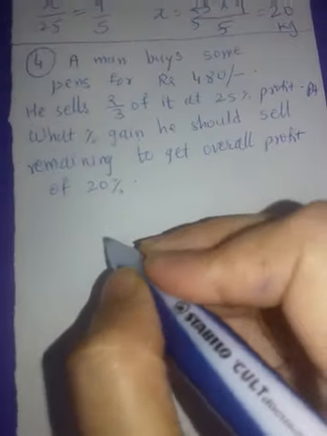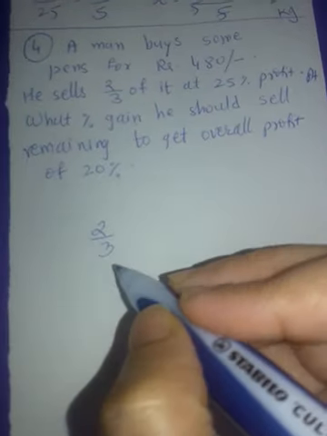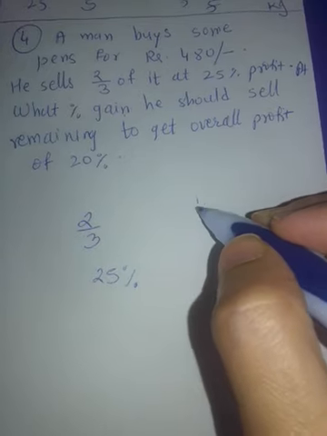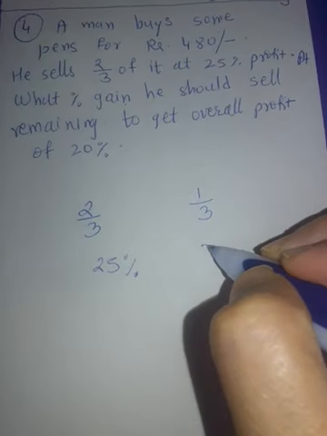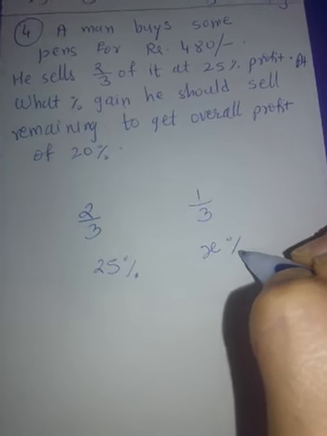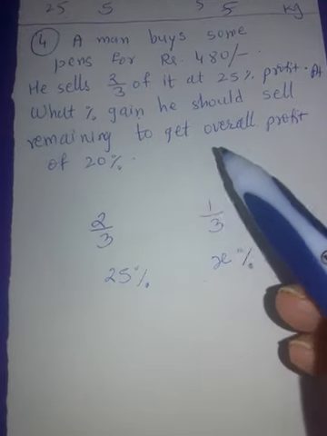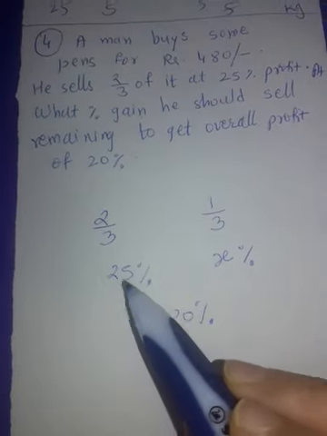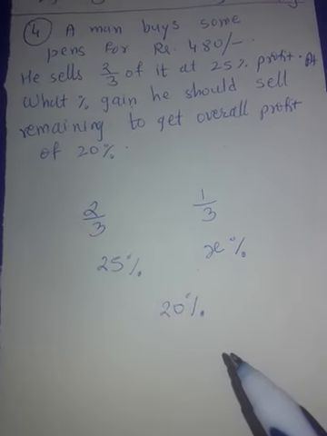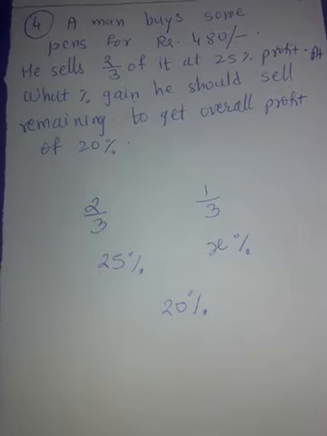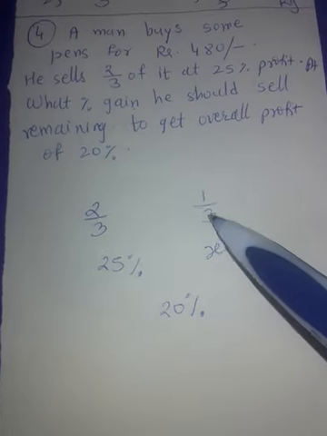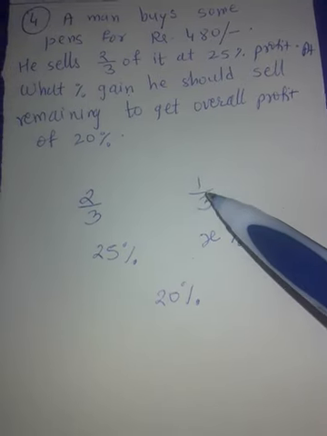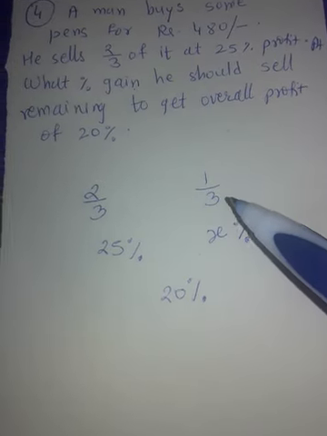Look here. 2/3 he is selling at 25% profit. 1/3 that is remaining, we don't know at what profit he is selling, so X%. And the mean profit overall is going to be 20%. Percent profit, percent profit, percent profit. So units meaning everything is same. These are the quantities. 2/3 at 25% profit. So 1/3 remains. Correct? 2/3 sold means 1/3 remains.